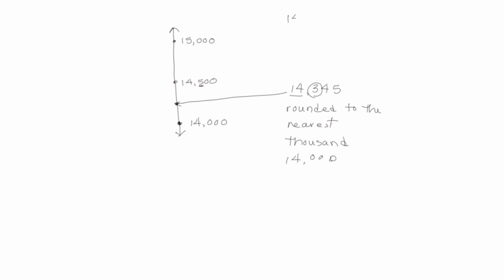Looking at another number, 14,990. We have 500s here, we have 900s here. We're almost to 1,000. So this number would be here somewhere, pretty close to 15,000. So this number rounded to the nearest thousand would be 15,000.